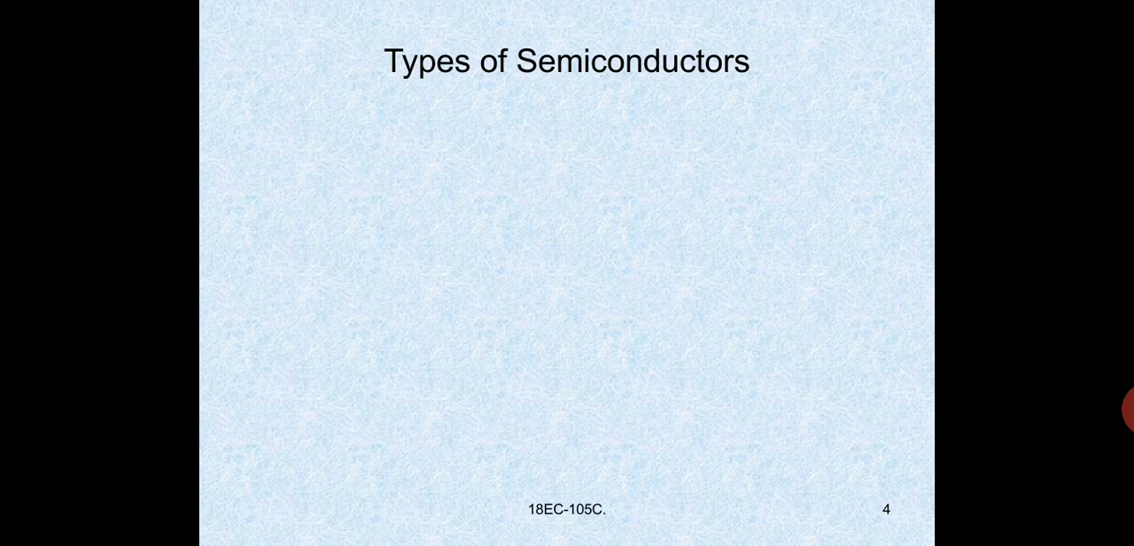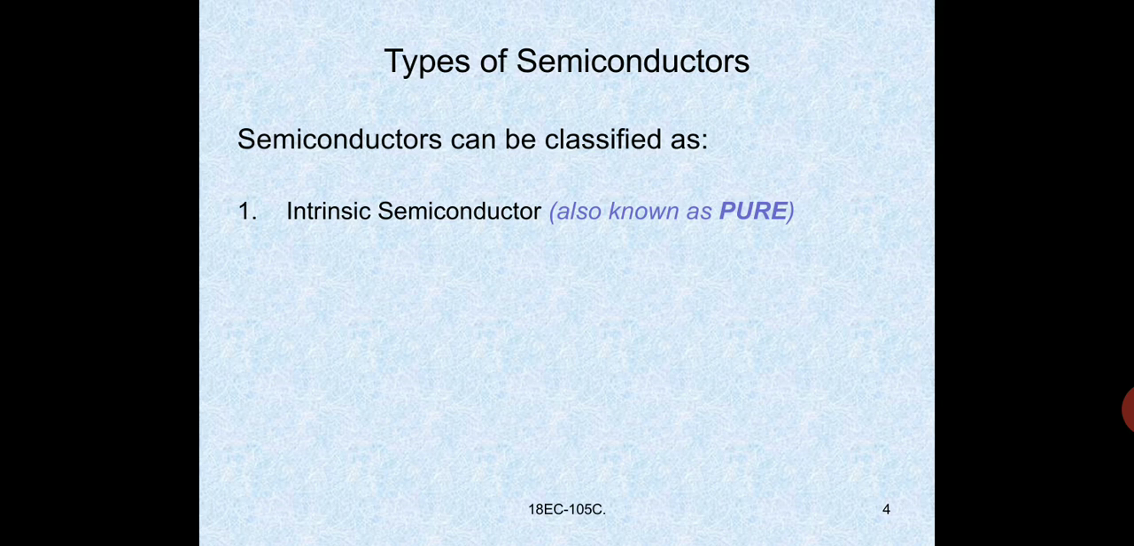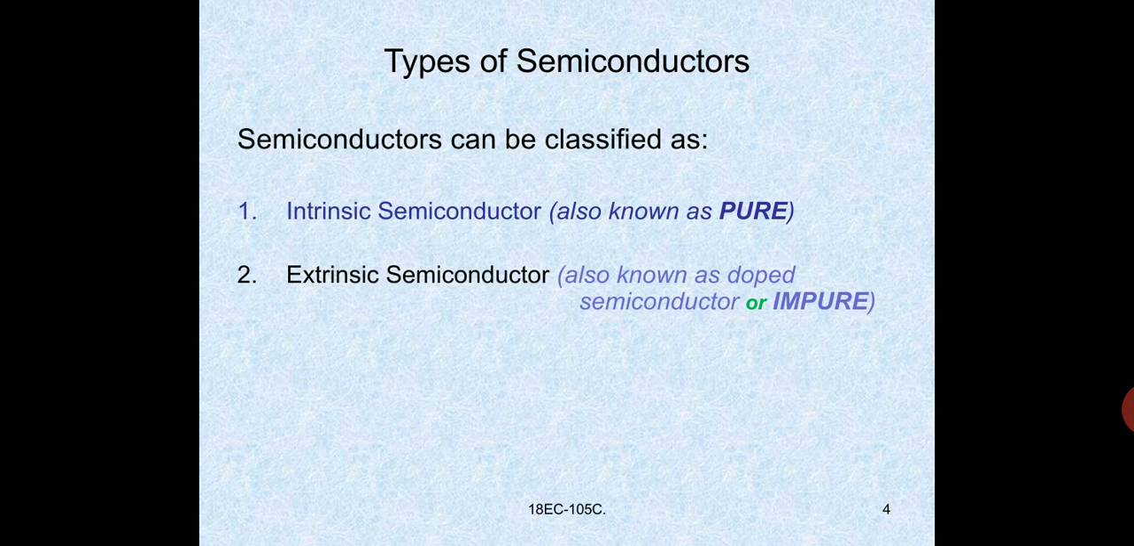Now let us see the different types of semiconductors that are available. The semiconductors can be classified into intrinsic semiconductors, also known as pure semiconductors. The other type available is the extrinsic semiconductor, also known as the doped semiconductor, or an impure semiconductor.